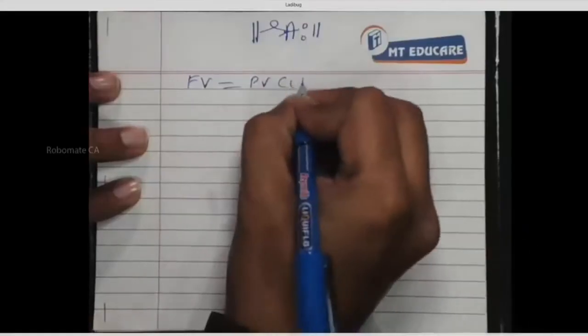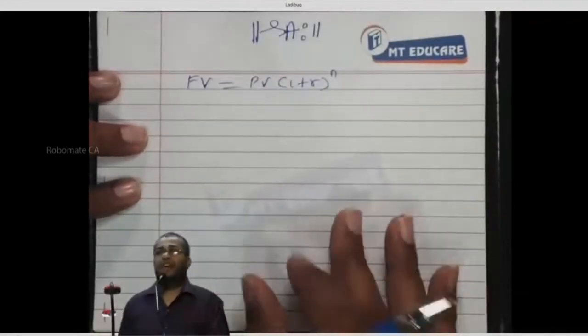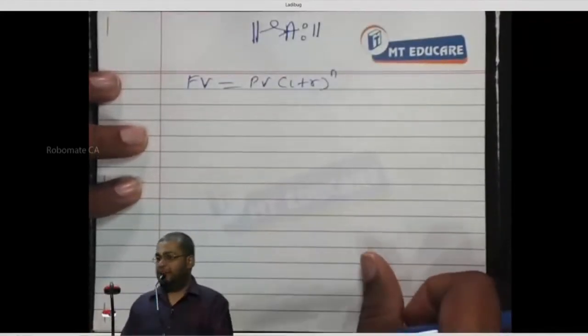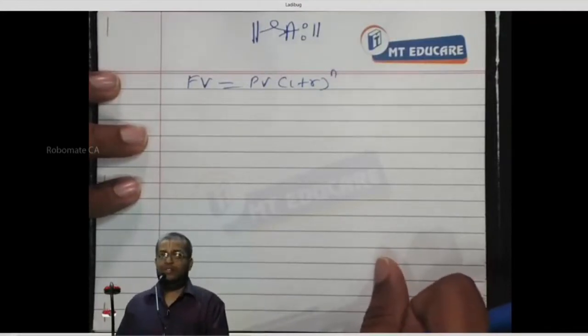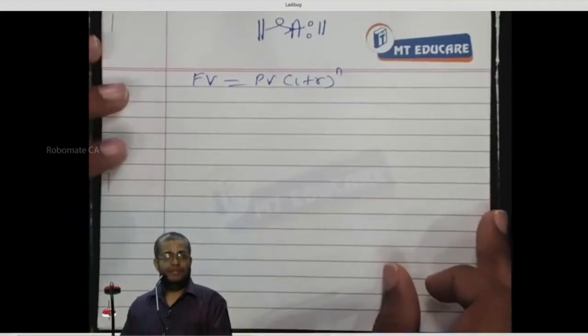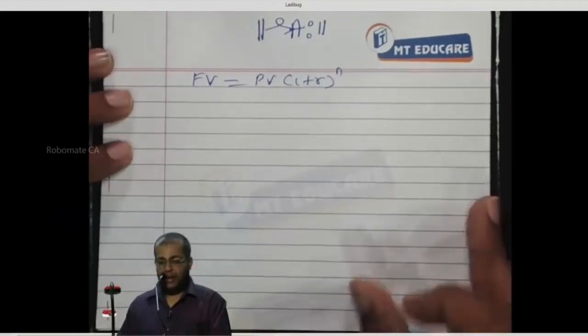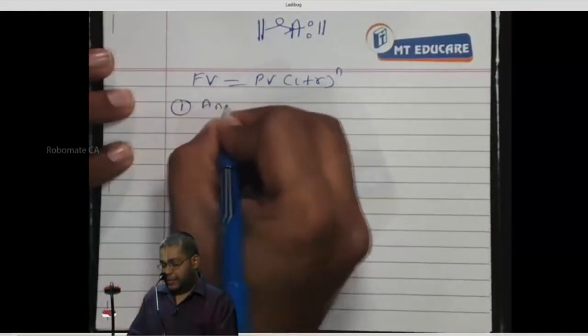Now, let's do it together. First, we all know the formula. Future value is equal to what? Present value into (1 plus r) power n. Let us do it together. Future value equals present value times (1 plus r) power n. Can I start or not? Now, one by one. The first question is what? Annually.